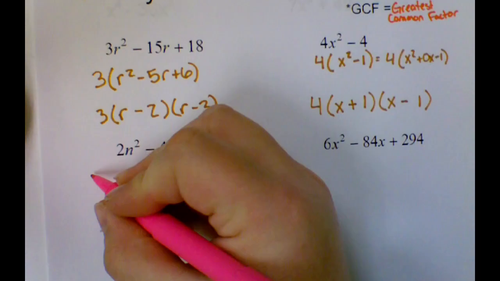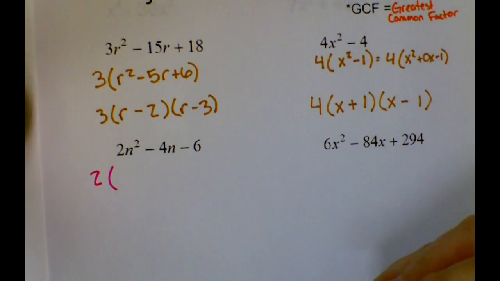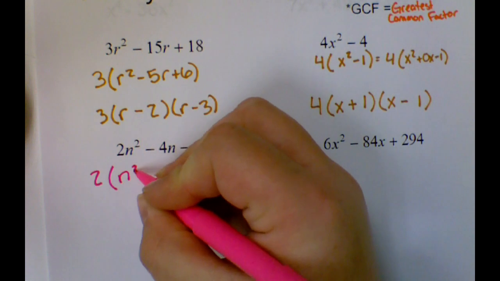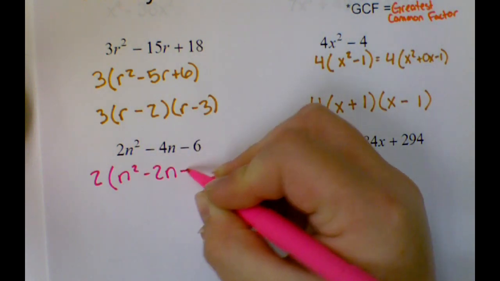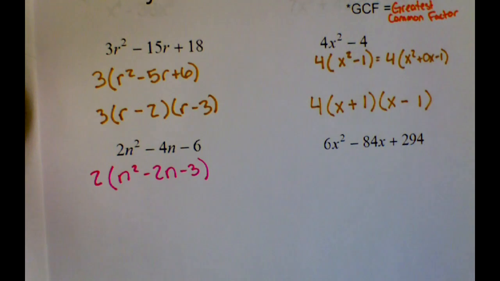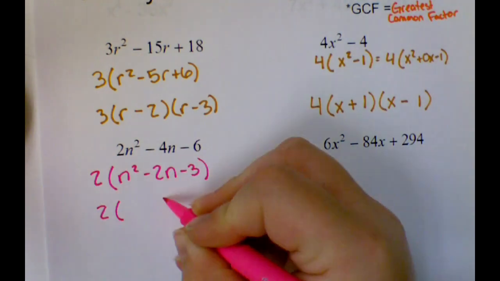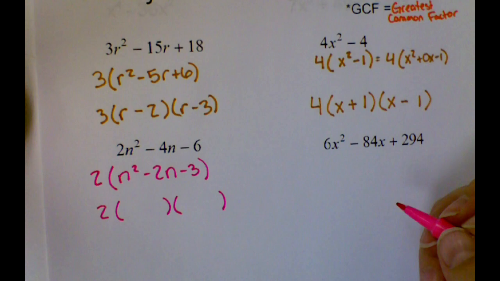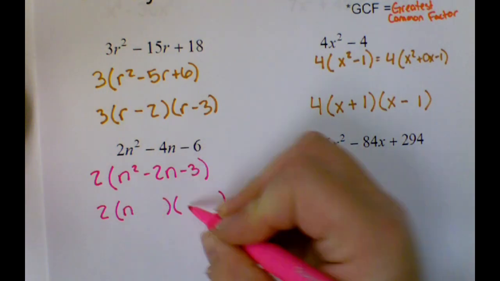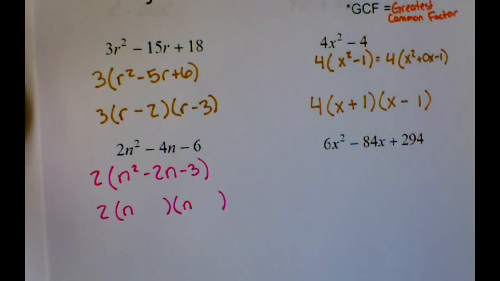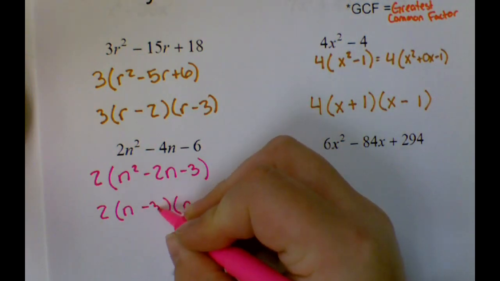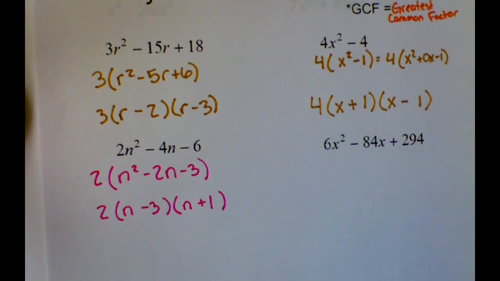For 2n squared minus 4n minus 6, start with our GCF. The biggest thing I can take out of all of them is a 2. If I take a 2 out of everything, I'm left with n squared minus 2n minus 3. Now my 2 comes along for the ride. I make my 2 sets of parentheses. The only way to break apart n squared is n and n. Two numbers that multiply to negative 3 and add to negative 2 are negative 3 and positive 1.